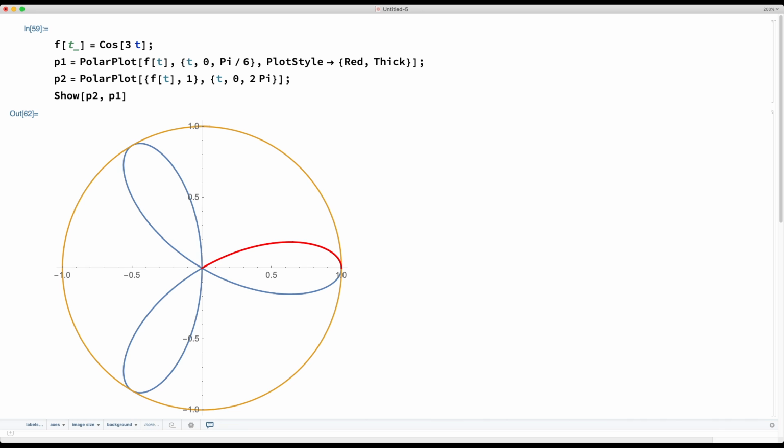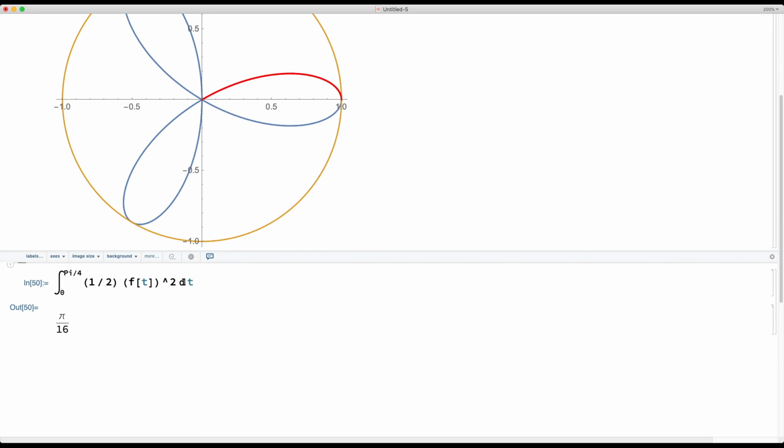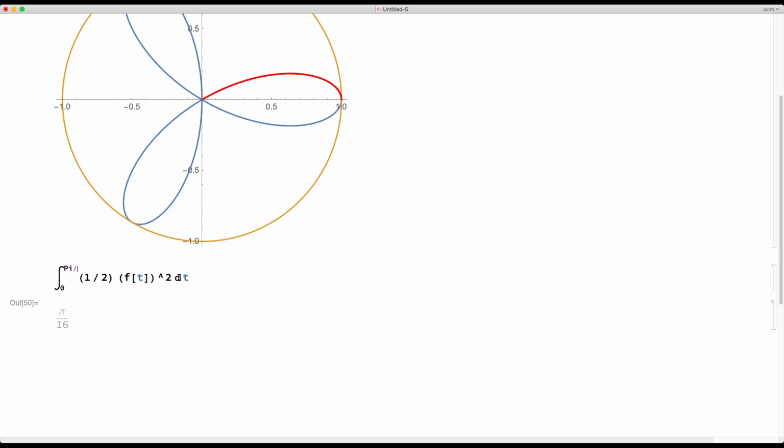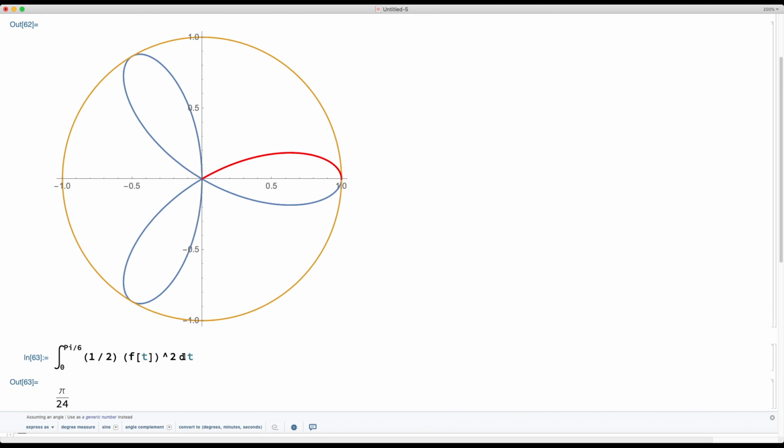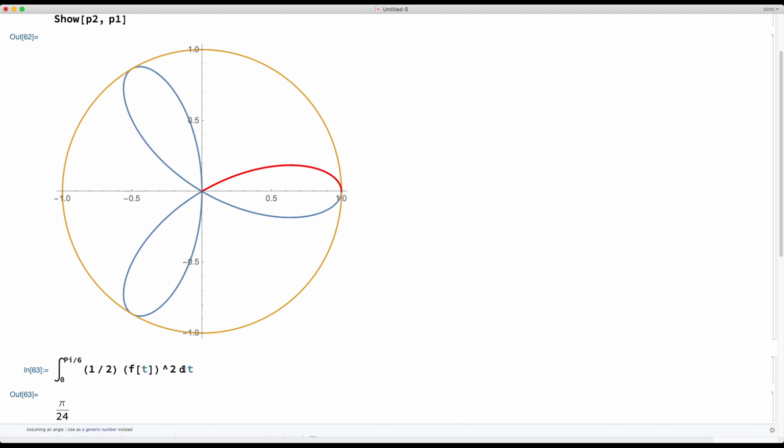Okay, and so what should I change my integral to here? Just 6. And then I get pi over 24. What do I multiply that by in this case? 6, not 12, right? So if I multiply by 6, I get pi over 4 is the area enclosed by this guy, which is smaller than the area enclosed by the previous one. That's interesting. Okay, but watch this.